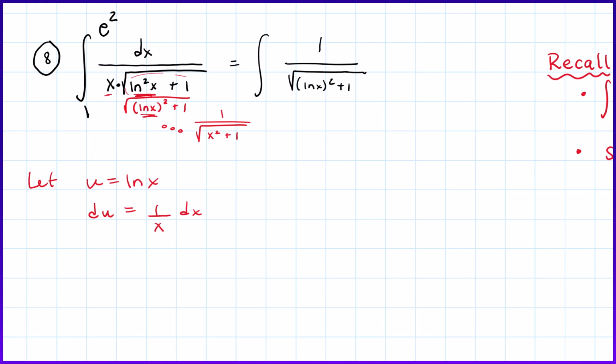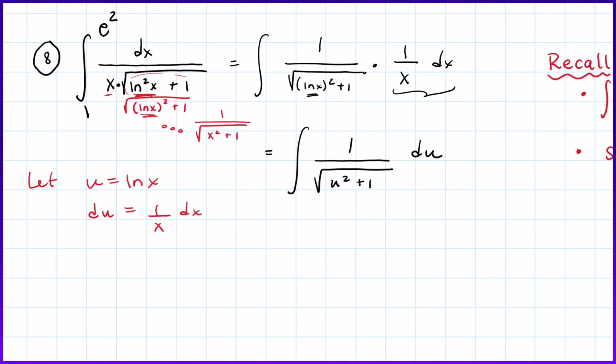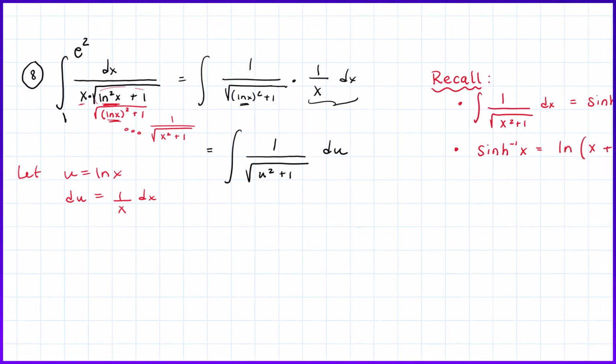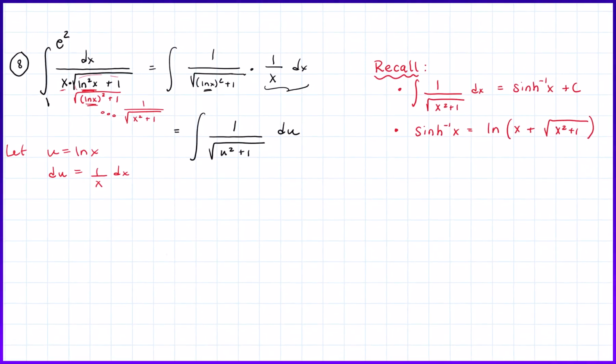And I'm going to take this x times that root, and I'm going to write that as 1 over x dx. And look at that, I can make my substitutions now. So this is actually the integral of 1 over the square root of u squared plus 1 du. Oh, and man, we're getting close to something here.